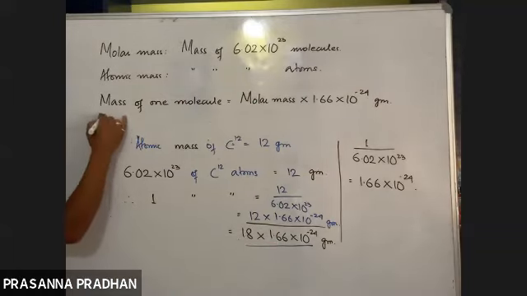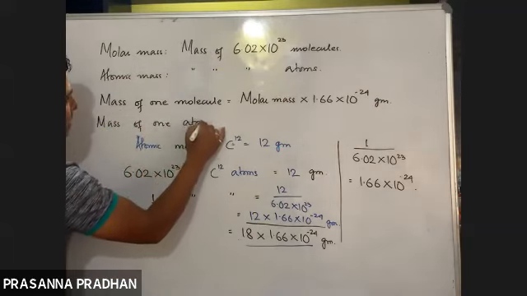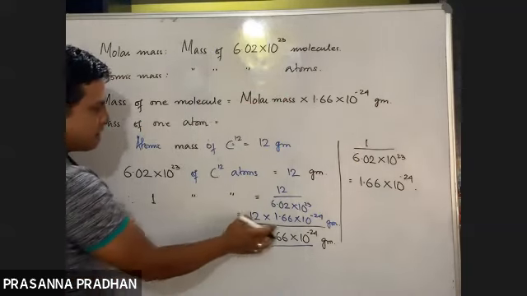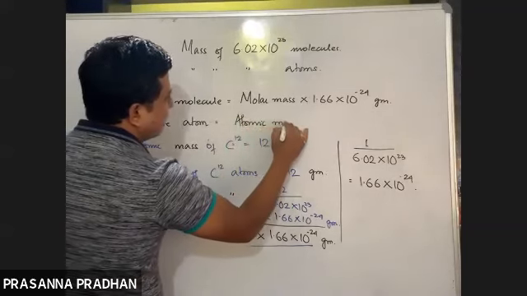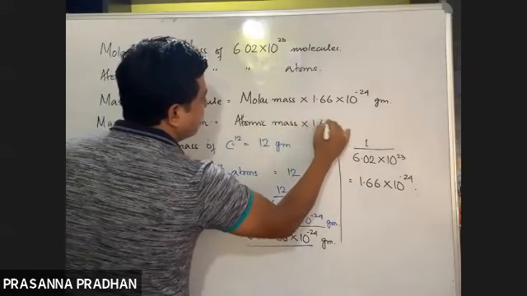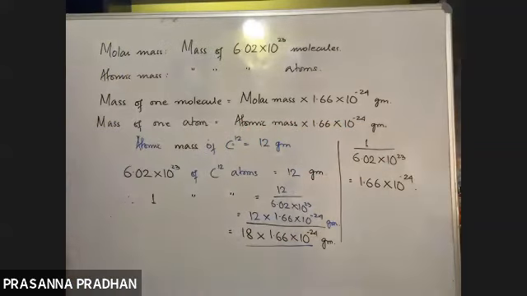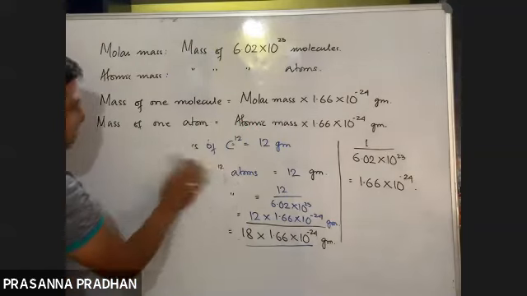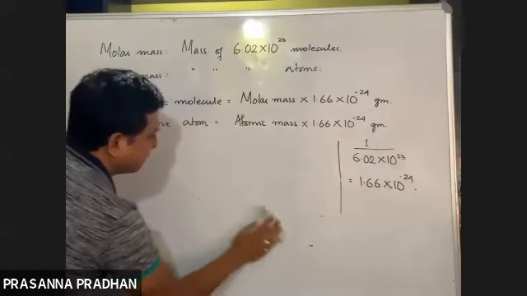Similarly, how are you going to calculate the mass of one atom? Here, to calculate the mass of carbon atom, I multiplied the atomic mass by the same number. So it will be atomic mass multiplied by 1.66 into 10 to the power minus 24 gram. From this numerical, we ourselves derived a formula for calculating the mass of one molecule or the mass of a single atom.